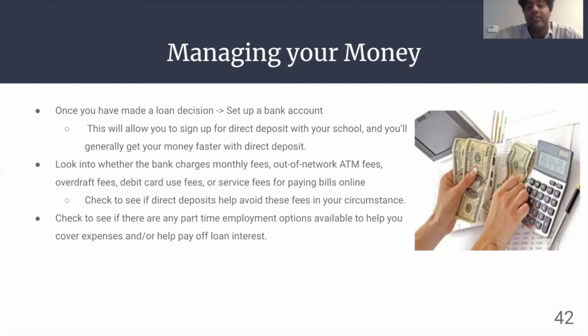Also check to see if there are any part-time employment options available to help you cover your expenses and or help pay off your loan interest, because as I said earlier, these amounts are subject to change, and it might be difficult for you to cover.